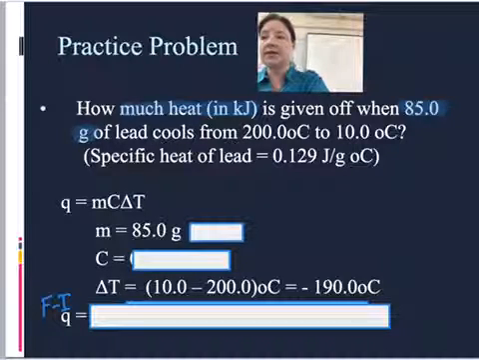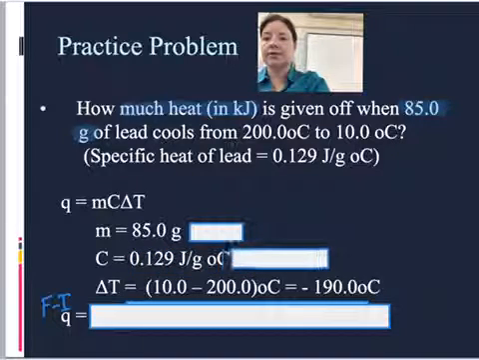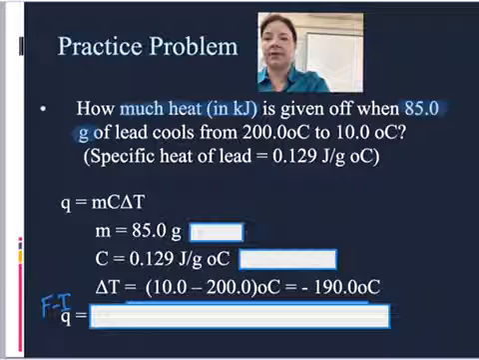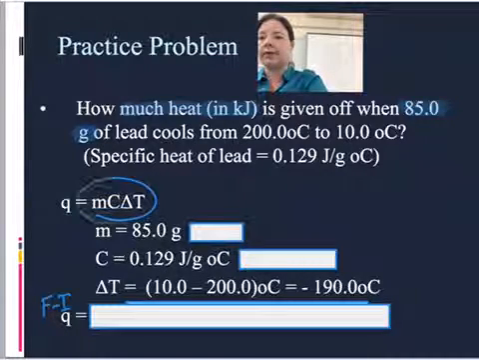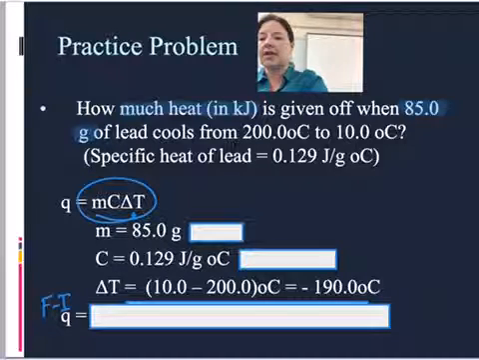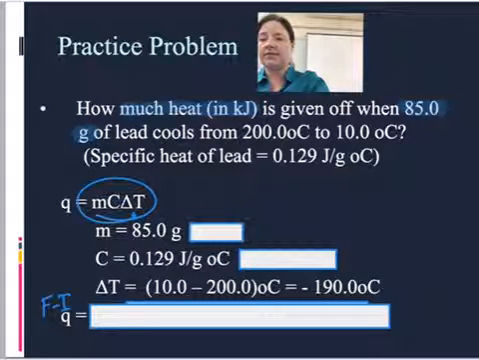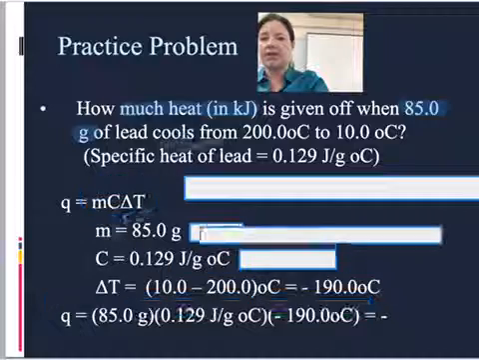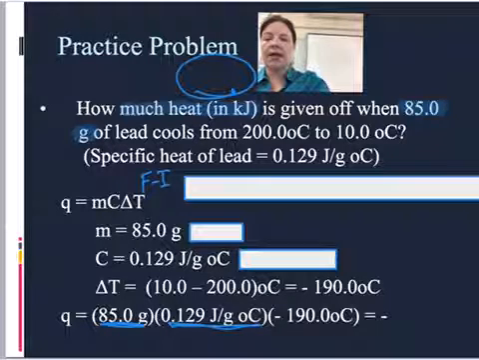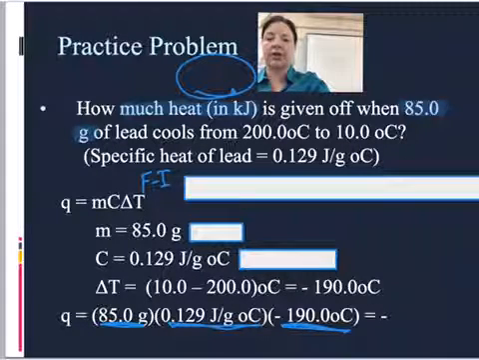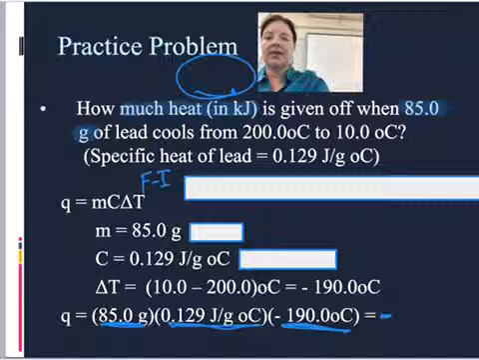Then we do need the specific heat of lead, so we're given that. And so here's our specific heat of lead, okay? And now we can put all those numbers right into our equation right here. So we're going to take our mass of 85 and multiply it. I'm going to move these to show the answer. Our mass of 85, we're going to multiply it by that specific heat, and we're going to multiply it by negative 190. So we're going to get a negative answer here.